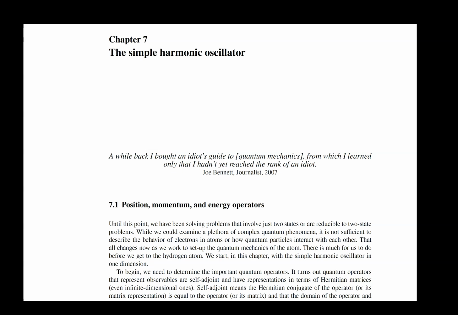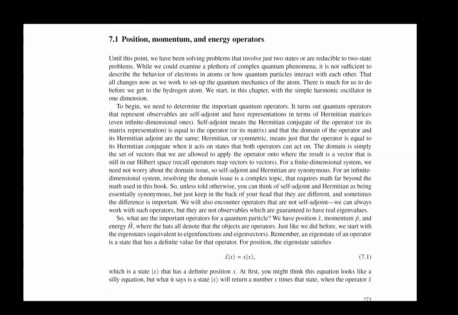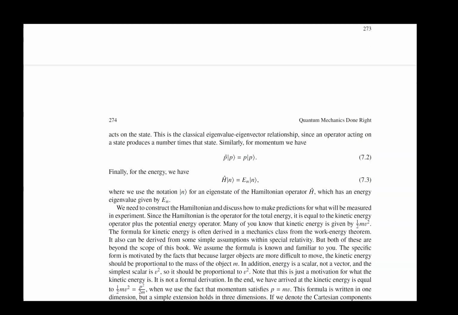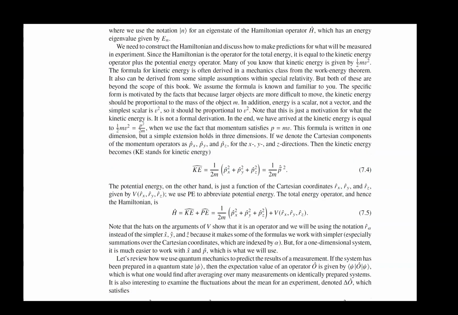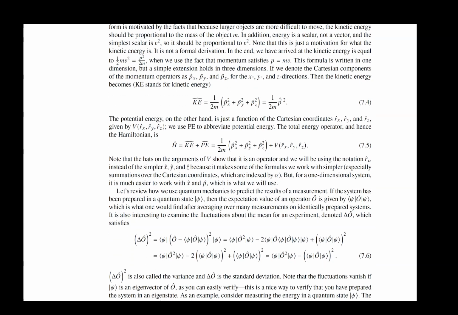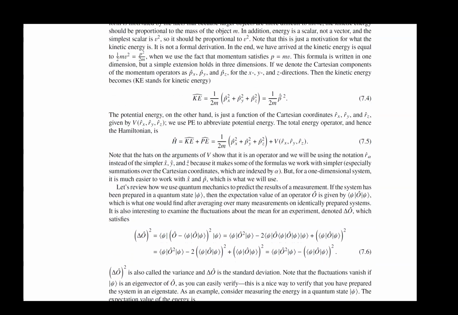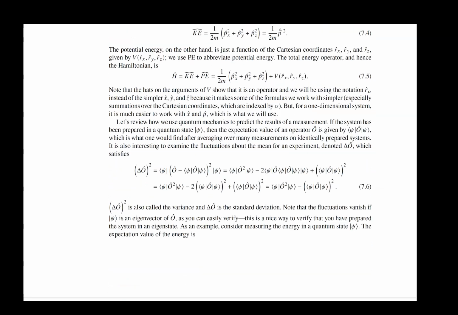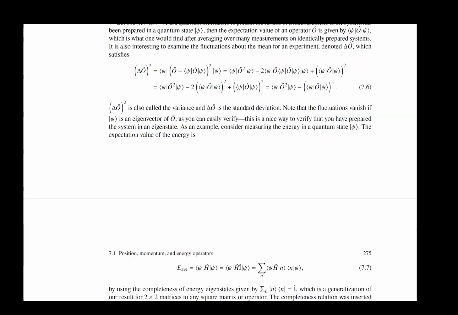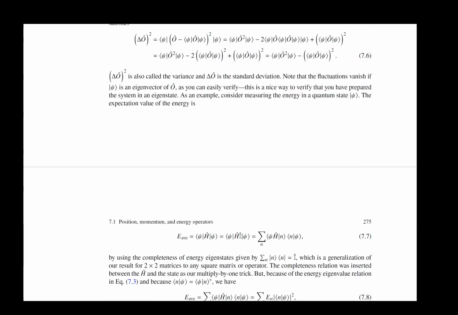So let's talk about the chapter. We start off with talking about position, momentum, and energy operators. We talk about states that have definite position, momentum, and energy. And in order to do that, we need to think about things like the kinetic energy and the potential energy. We talk about what the variance is of an operator, and that's going to be useful when we start talking about things like the Heisenberg uncertainty principle.